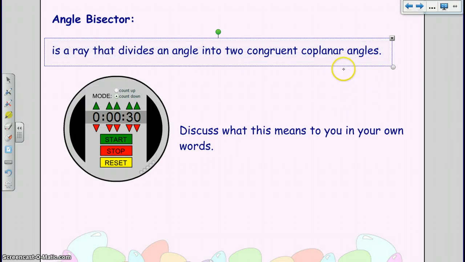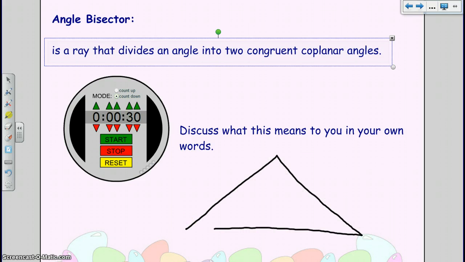An angle bisector is a ray that divides an angle into two congruent coplanar angles. Translation: so if I have a triangle, looks like this, an angle bisector goes from the vertex and divides this angle in half, or into two equal parts. Here, I divide this angle into 2 equal parts. So this should be equal to that, and same thing here.